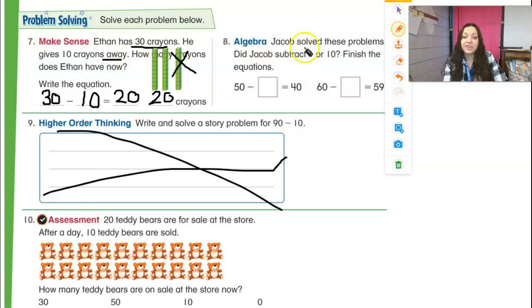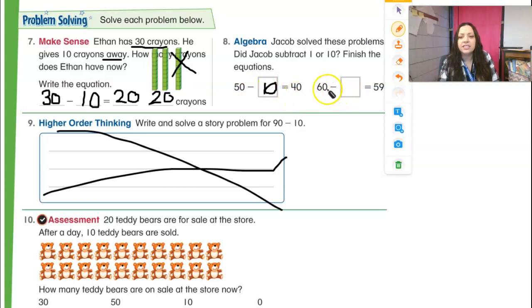Ooh, this is a little tricky. Are you ready? Jacob solves these problems. Did Jacob subtract 1 or 10? So let's look at the numbers. 50 take away what equals 40? Well, I know that 5 tens is 50. And I need to get from 50 to 40. So am I subtracting 1 or 10? I'm subtracting 10, that's right, because it's got that 0 behind it. Because 10 less than 50 is 40. We can think of it that way too.